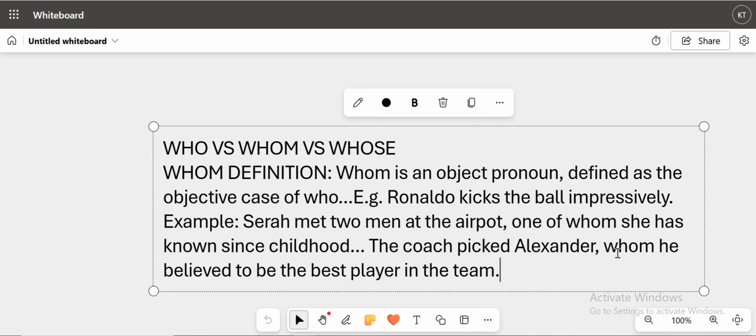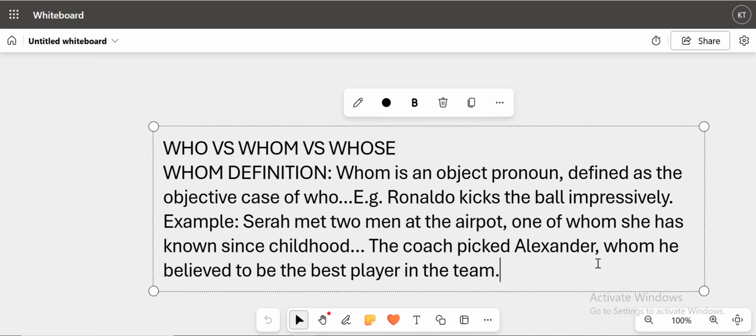Now, if you ask who is the best player in the team, we can say Alexander. Alexander is the best player in the team. Now, the coach picked Alexander, whom he believed to be the best player in the team. So we are using whom because we are talking about the object, which is Alexander, in this sentence. So I hope you get this. This is practically how to use whom in sentences.